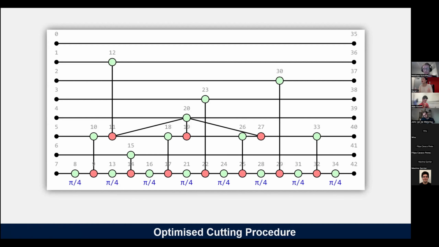So for example, if I push all the pi over 4 gates to one side of the diagram, and then the other side of the diagram would be the Clifford component, then the method of the cutting would no longer work, because it would no longer satisfy the formula that you presented earlier.